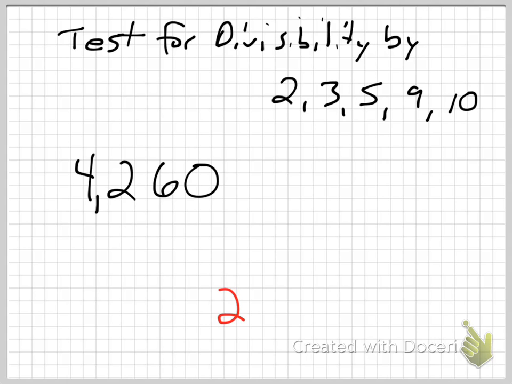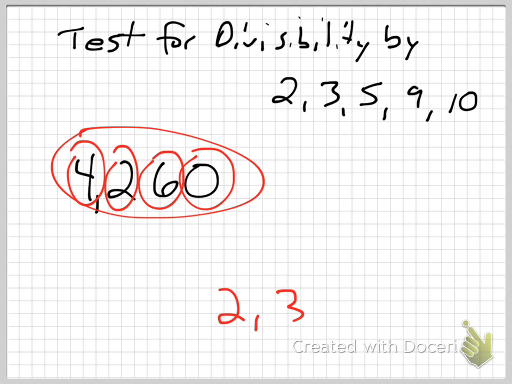Is this number divisible by 3? How do you know? What is 4 plus 2? 6. What is 6 plus 6? 12. What is 12 plus 0? 12. Is 12 divisible by 3? Yes. So then the whole number is divisible by 3.